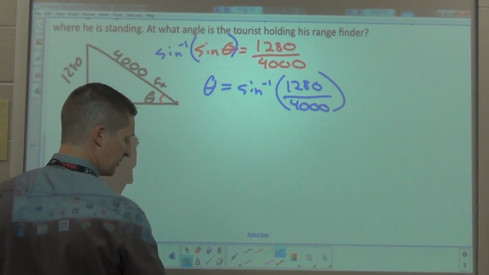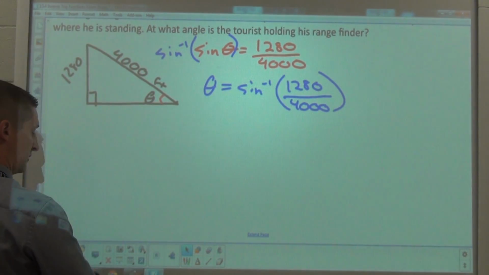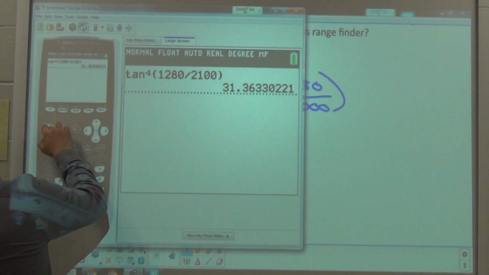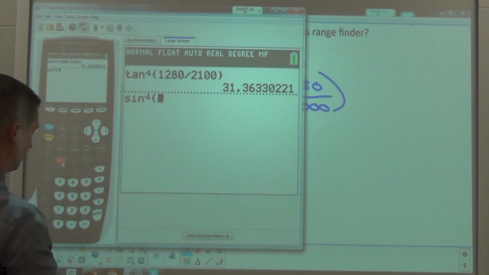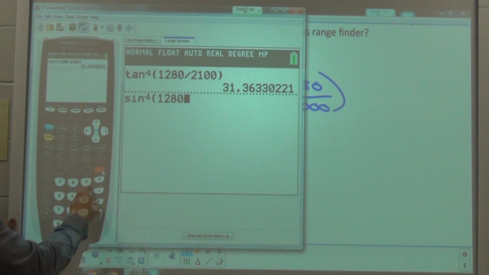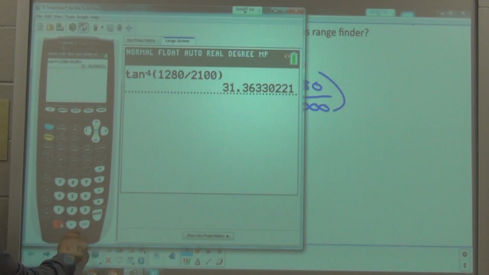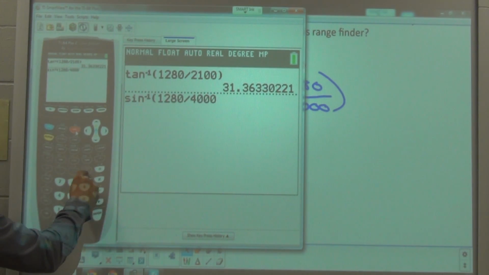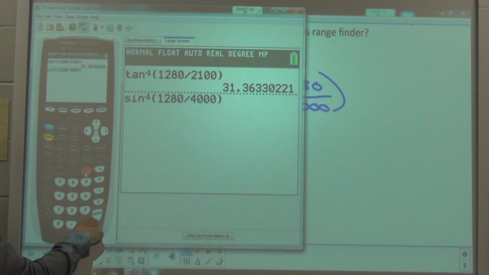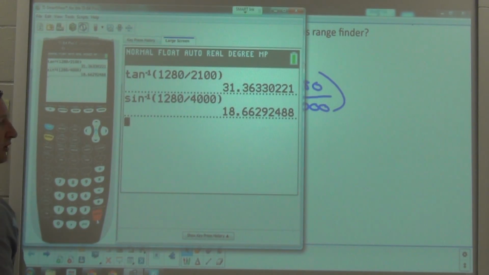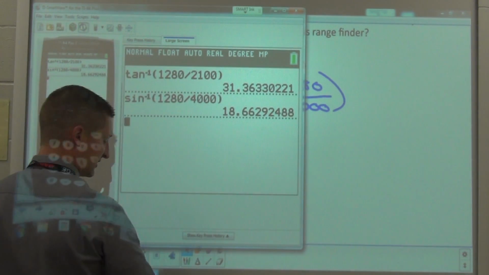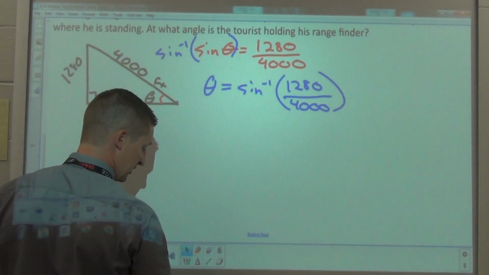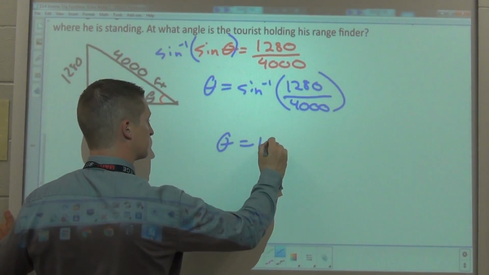Again, that's an expression that can be typed into my calculator. Arc sine of 1,280 divided by 4,000. Oops, too many zeros. Close parentheses. I was in degree mode from before. I hit enter. There we go. 18.66 degrees is a good looking answer.